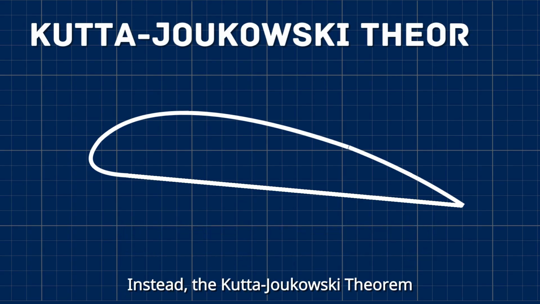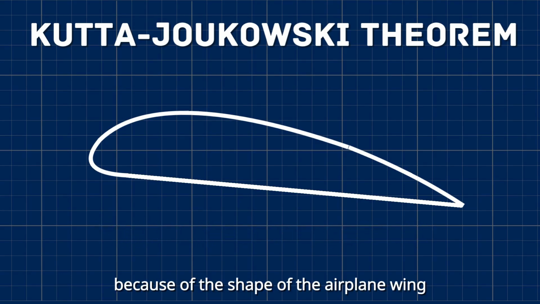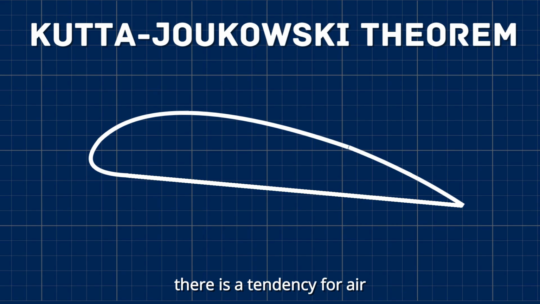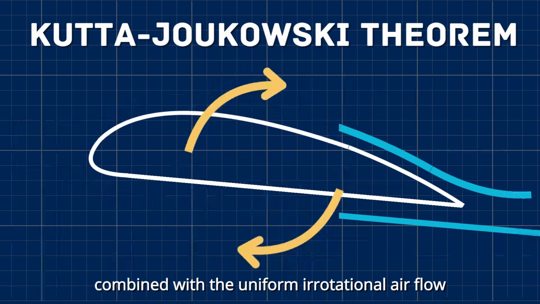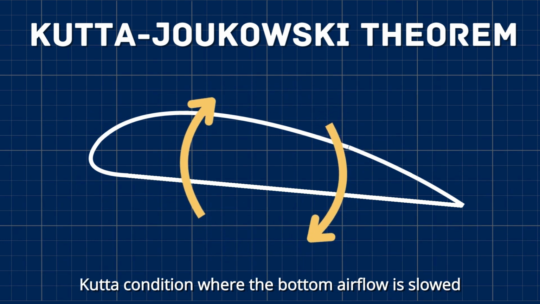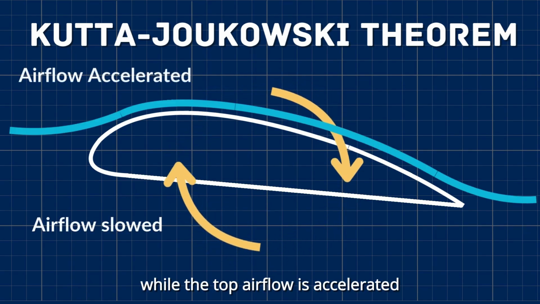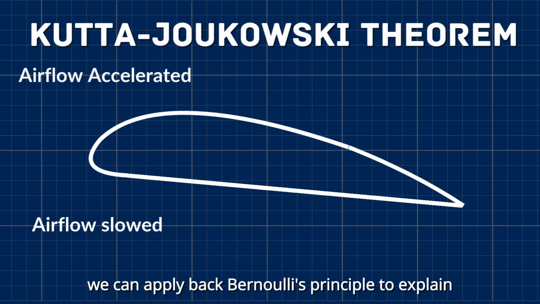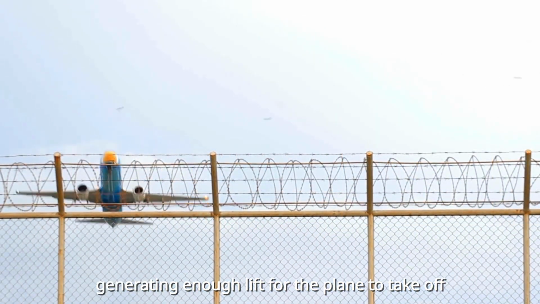Instead, the Kutta-Joukowski theorem explains the difference in velocity better with the concept of circulation. Because of the shape of the airplane wing, there's a tendency for air to flow in a circular motion. Combined with the uniform irrotational airflow using superposition, this creates the Kutta condition where the bottom airflow is slowed while the top airflow is accelerated. Finally, we can apply Bernoulli's principle again to explain the pressure difference and hence generate enough lift for the plane to take off.